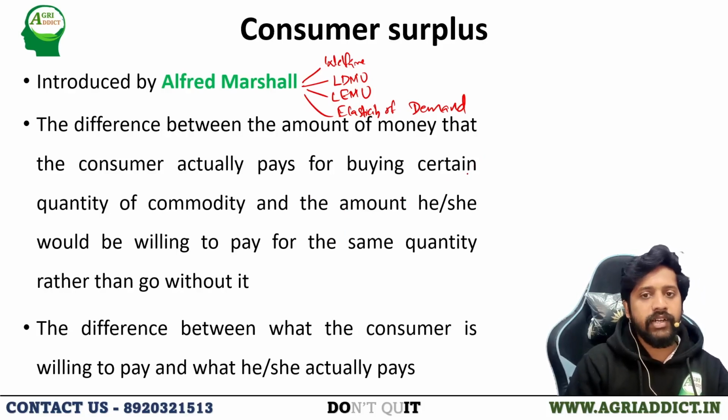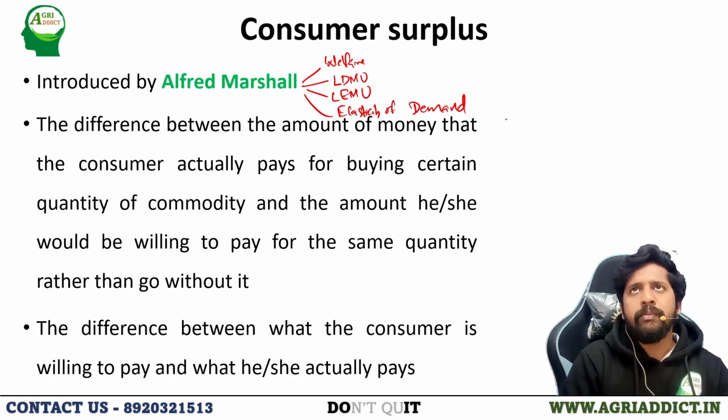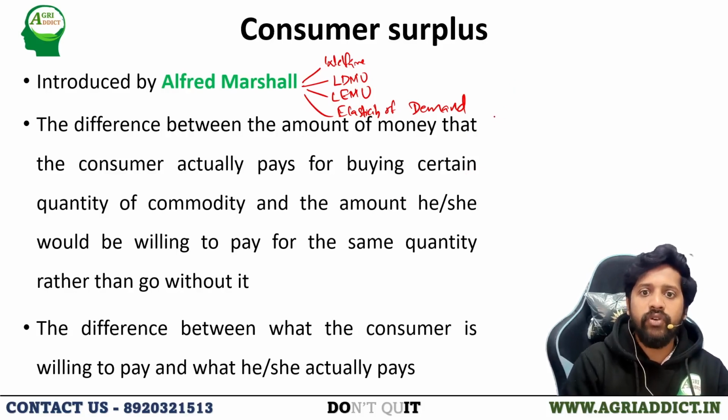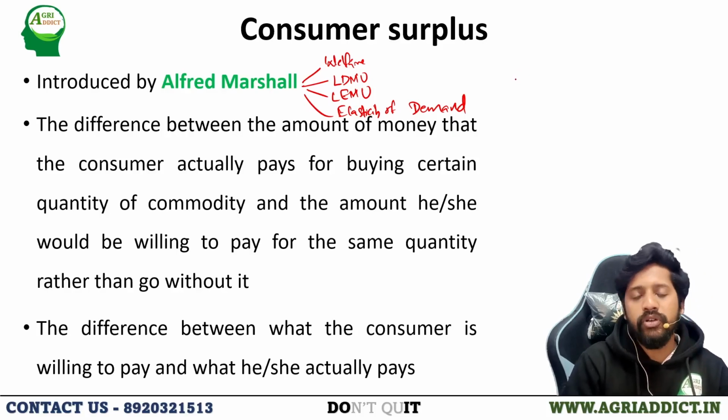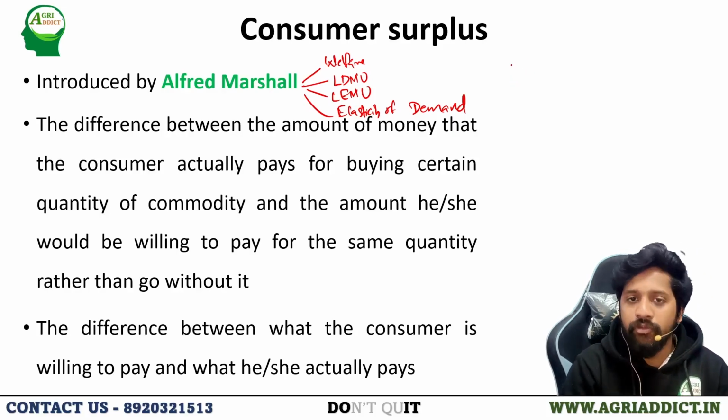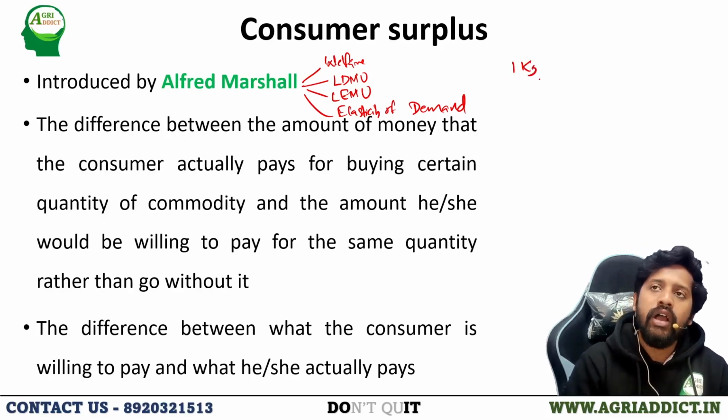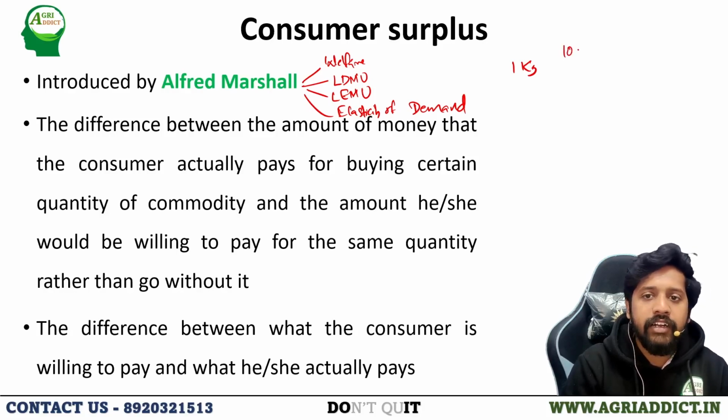We will be explaining this concept with a simple example. Suppose I am having higher cravings for eating mango, so I will be going to the market and I am planning to purchase 1 kg of mango. Okay, 1 kg of mango, and because of my higher cravings, I am planning to spend 100 rupees.